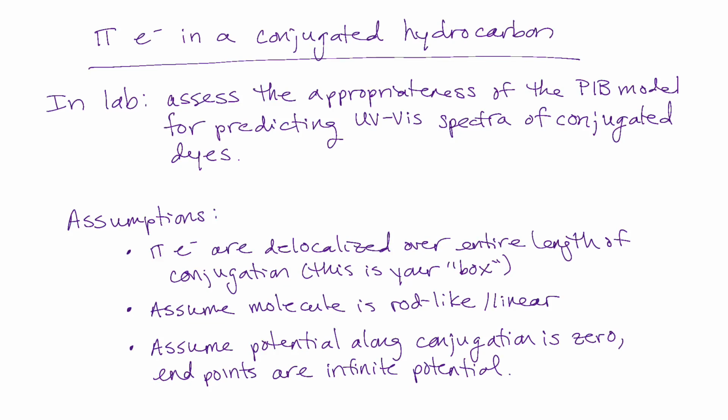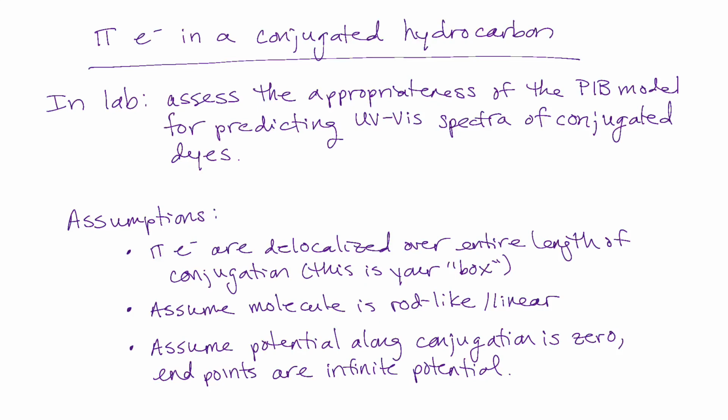Hi there. This video is going to walk through a brief example for application of the particle in a box model to a conjugated hydrocarbon. So in lab, you're going to do an exercise that has you assess the appropriateness of the particle in a box model that we've been talking about in class for predicting the UV-vis absorption spectra of conjugated dyes.